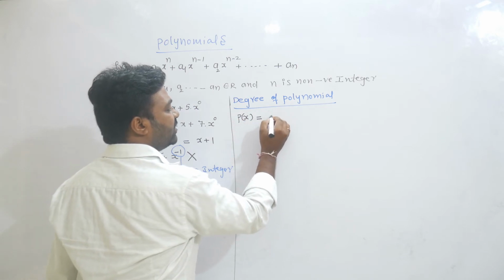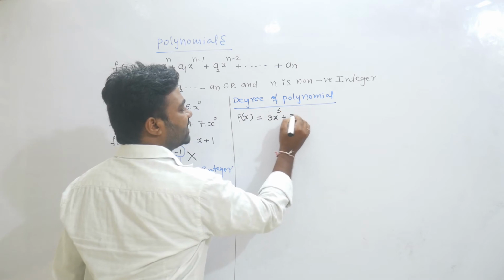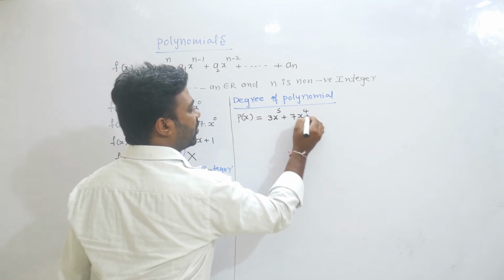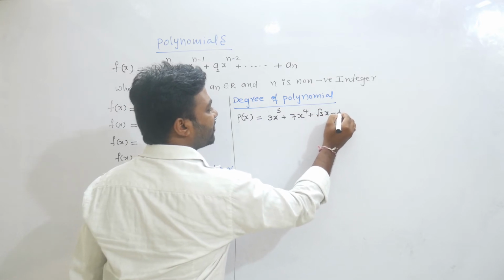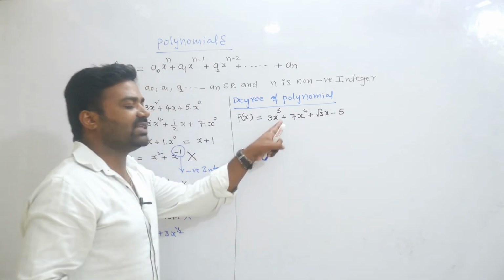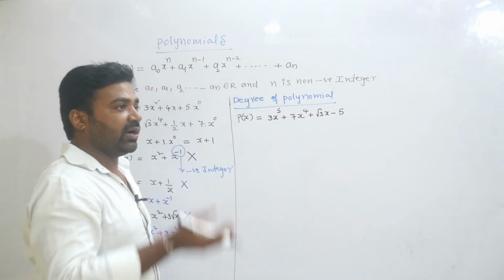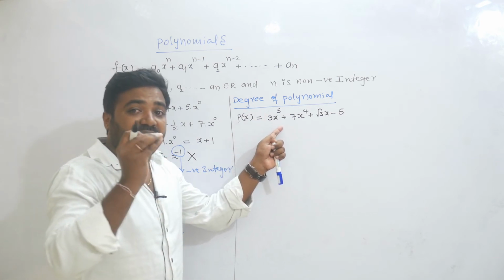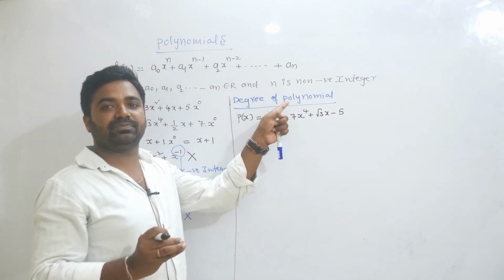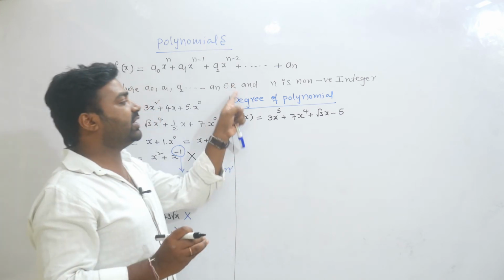I am taking 3 into x power 5 plus 7 into x power 4 plus root 3 into x minus 5. So now it is a polynomial. Now what is the degree of this polynomial? So degree of polynomial is what? In a polynomial, the highest power of the variable is called the degree of the polynomial.